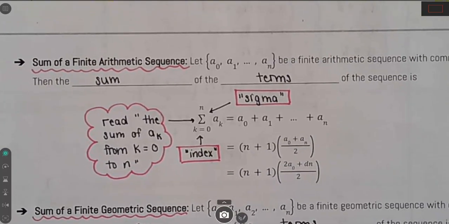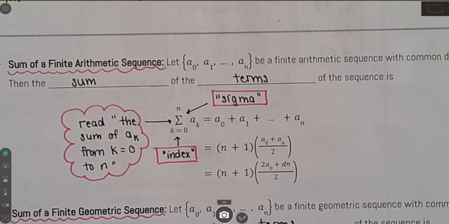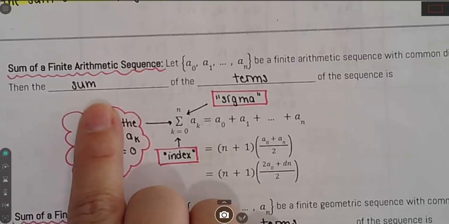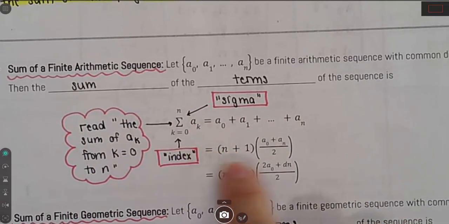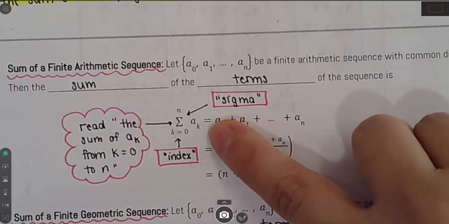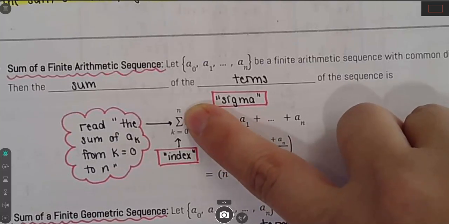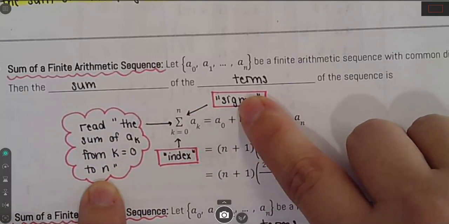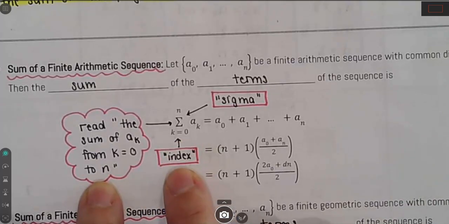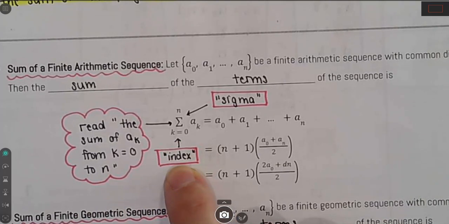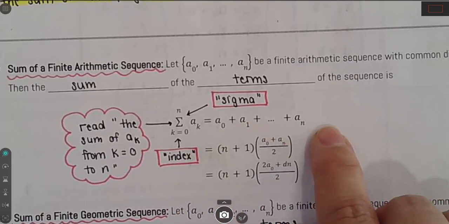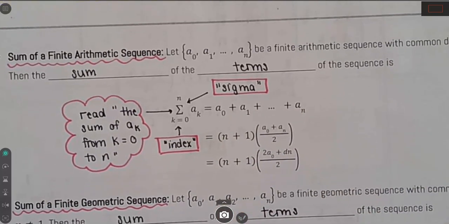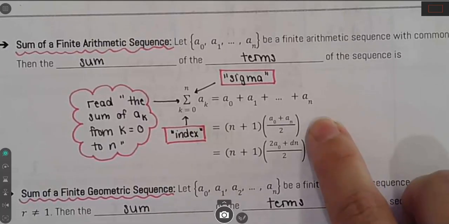Alright, some more definitions. The sum of a finite arithmetic sequence. Let these be a finite arithmetic sequence with common difference d. Then the sum of the terms of the sequence is the sum of a sub k from k equals 0 to n. And this is how it's read. The sum of a sub k from k equals 0 to n. This is called a sigma. The k equals 0 is called your index. So if you have some sum and you want to find what that sum is, you could use this formula, or this one. Either one works.